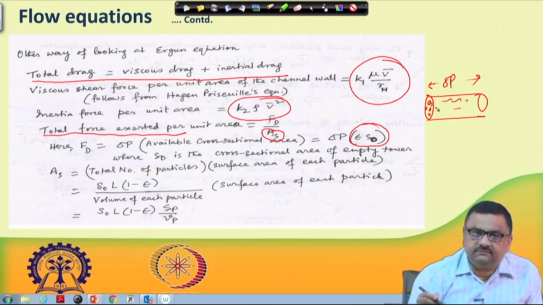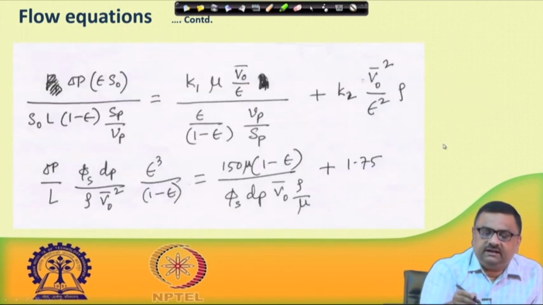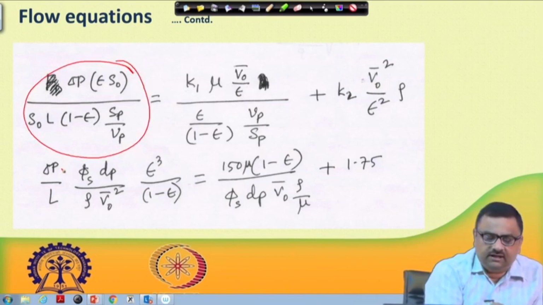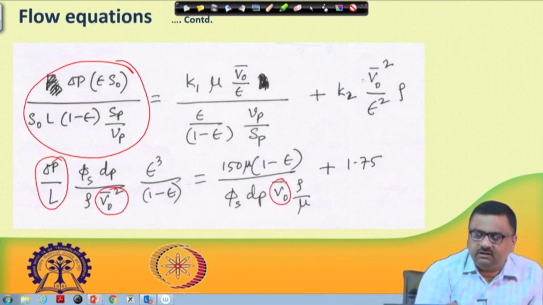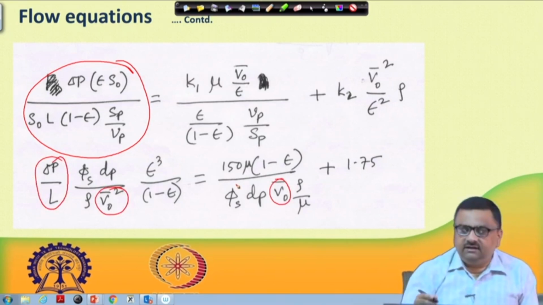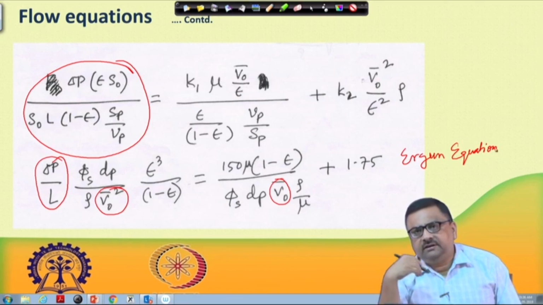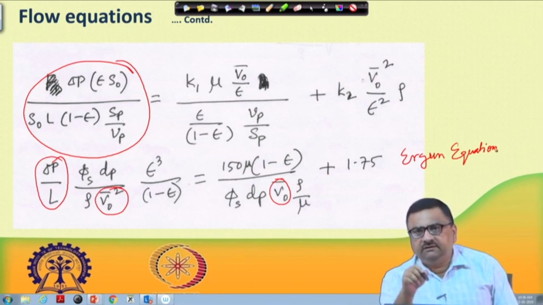So from this understanding we have gone to say that this is the force per area, and from here we can derive delta P by L once again as a function of V0 bar square, V0 bar, and exactly the same equation we arrived at, which is known as the Ergun equation. So when it comes to flow through a packed bed, particularly when people extend flow through a packed bed to a condition where fluidization occurs, it is very common to follow the Ergun equation.